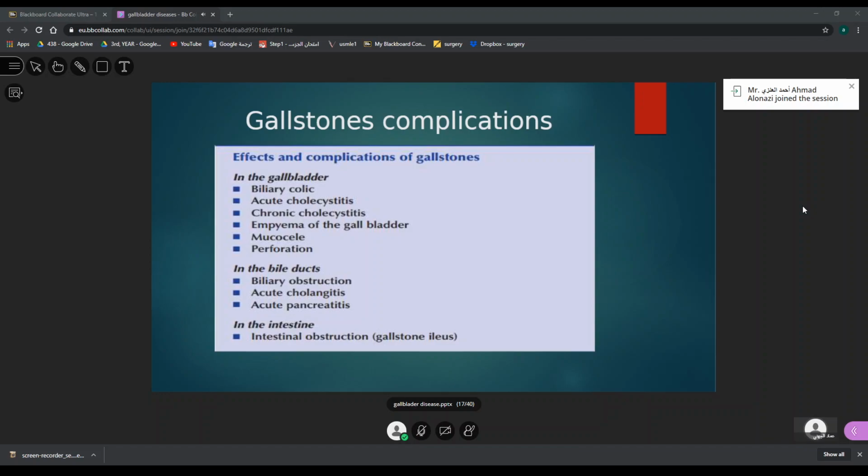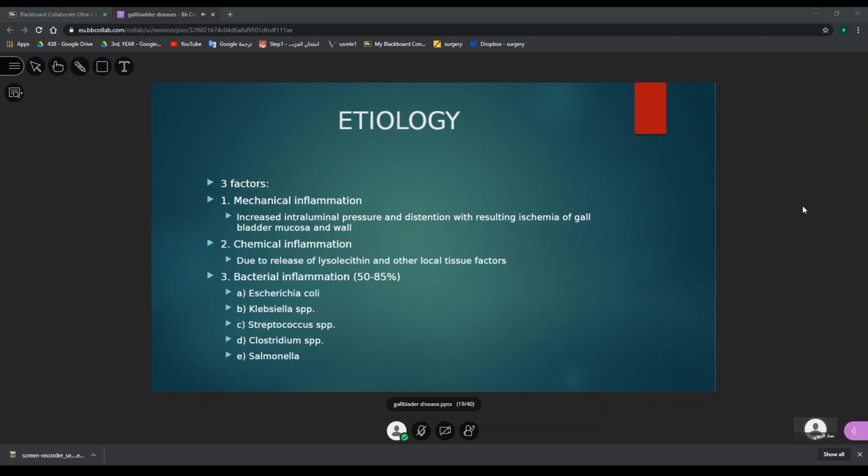The etiology, or the causes, of acute cholecystitis are three. Either mechanical inflammation because of increased intraluminal pressure and distension, with resulting ischemia of the gallbladder mucosa and wall. Chemical inflammation due to release of lysolecithin and other local tissue factors. Or bacterial inflammation, like E. coli, Klebsiella, Streptococcus, Clostridium, and Salmonella.